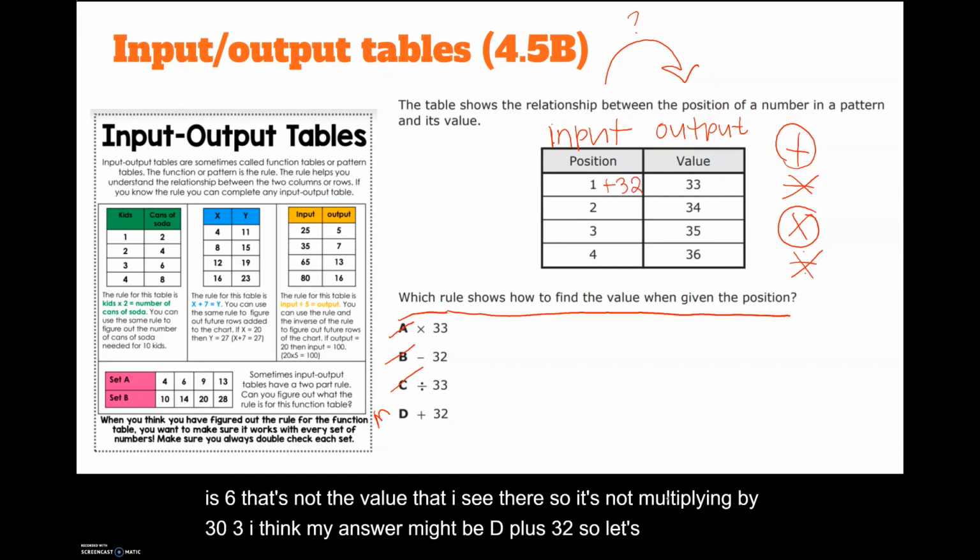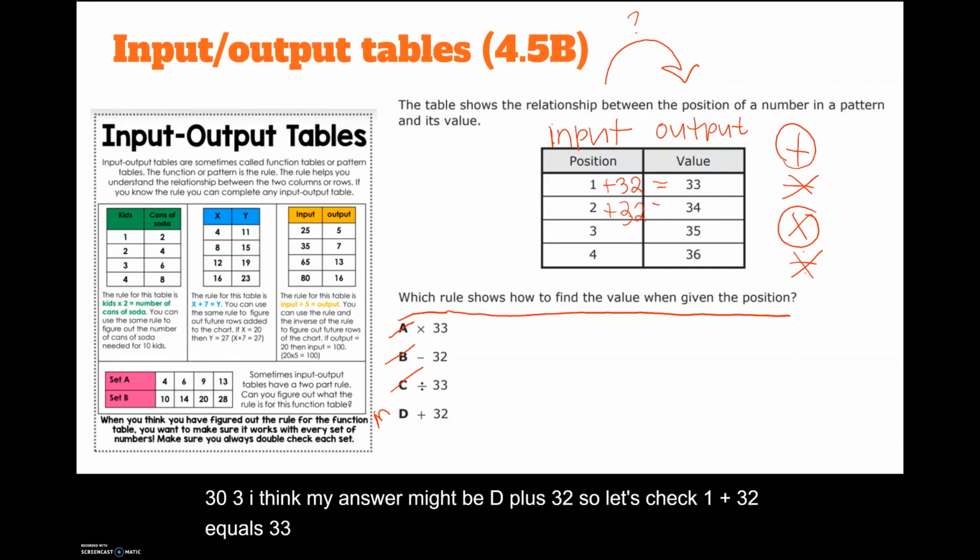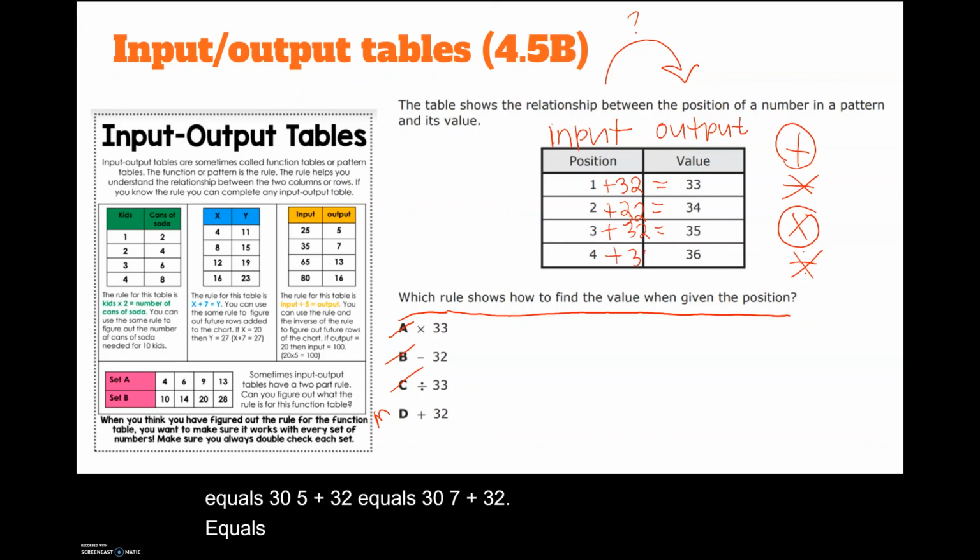1 plus 32 equals 33. 2 plus 32 equals 34. 3 plus 32 equals 35, and 4 plus 32 equals 36. Answer D.